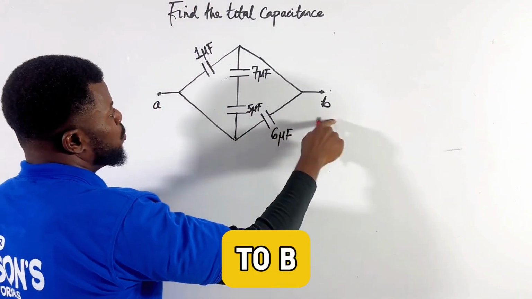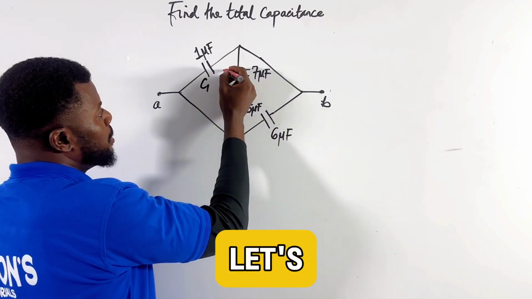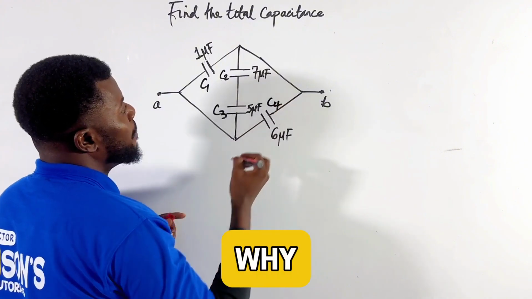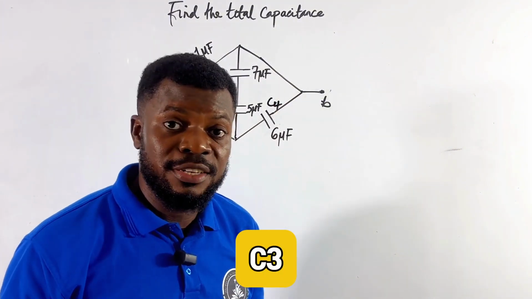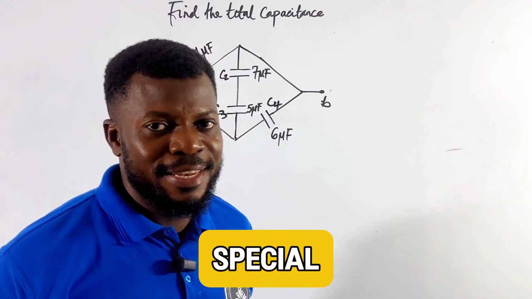Look at point A to B. We have a lot of capacitors. Let's label them. This should be C1, let's make this one C2, this should be C3 and this C4. Why am I labeling these with C1, C2, C3, C4 respectively? It is just for reference purposes. There's nothing special about them.